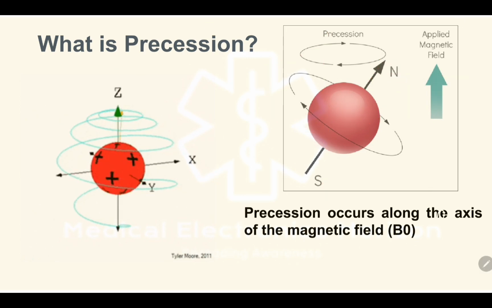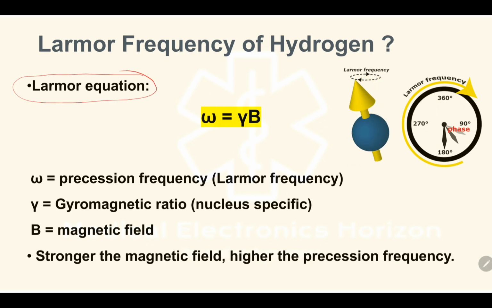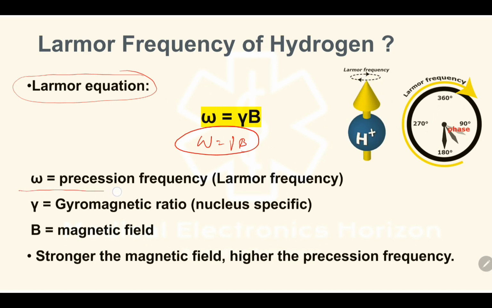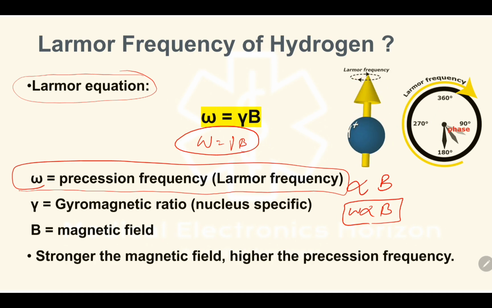So now this precession is clear to you. Now we are moving to another slide. This is the Larmor frequency of the hydrogen atom. See what this Larmor frequency is, a very generalized equation related to MRI. Omega is equal to a constant times B. The Larmor frequency is proportional to the magnetic field, which means that the higher the magnetic field, the higher the frequency.